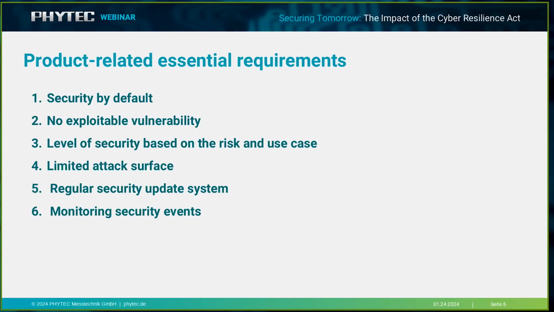So the next step is the level of security based on the risk and the use case. It's not so easy to make, because there are different risks and different use cases of the products. And yes, it's a hard thing. So very important is to limit the attack surfaces. So you make, for example, hardening of your system and reduce everything that you do not need in your product. So then you have a lower number of vulnerabilities, and it's easier to maintain your product.